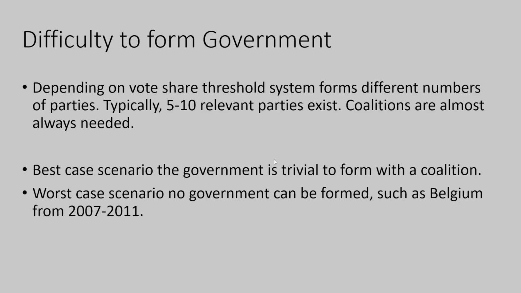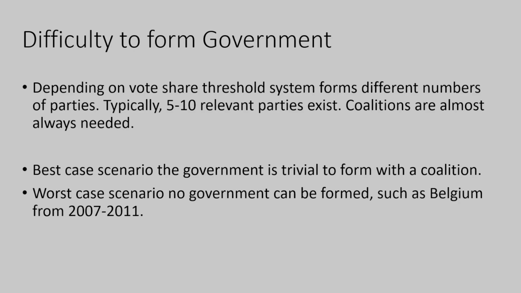So the best case scenario in this regard is it's trivial to form a coalition. Real world example, this last Dutch election, it was pretty trivial to form that coalition government following. There was, I want to say 4 parties involved, but they had a pretty easy deal. They had to replace, I think, one of their previous coalition partners, someone else, to make the majority, but it was pretty trivial.